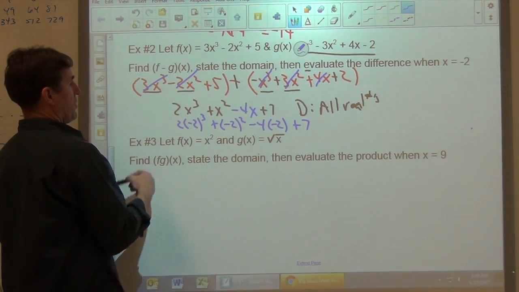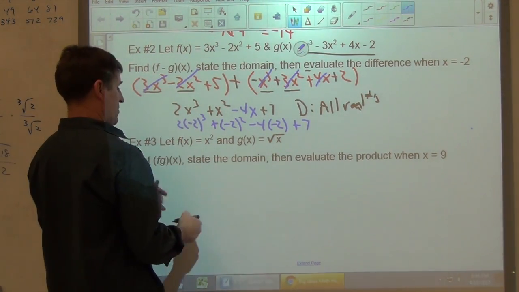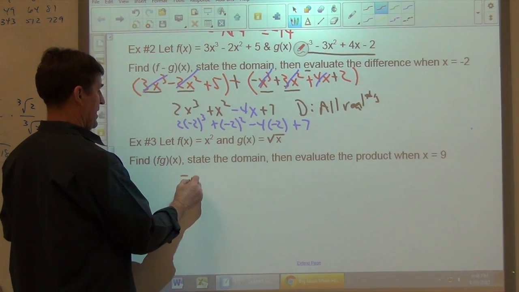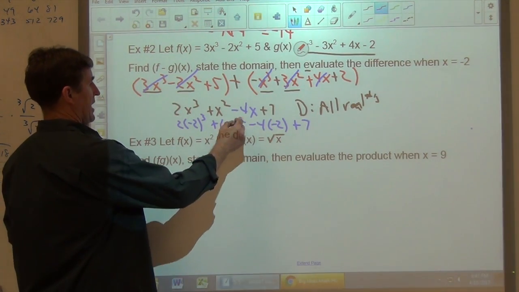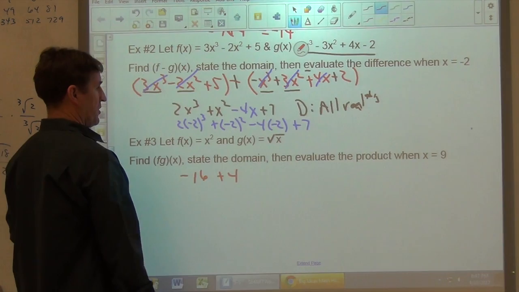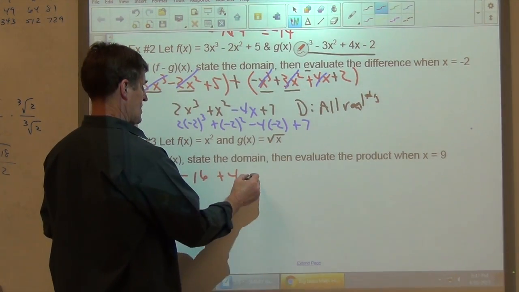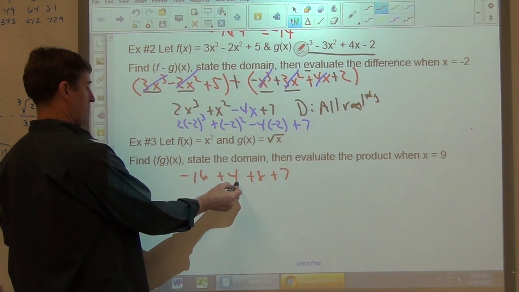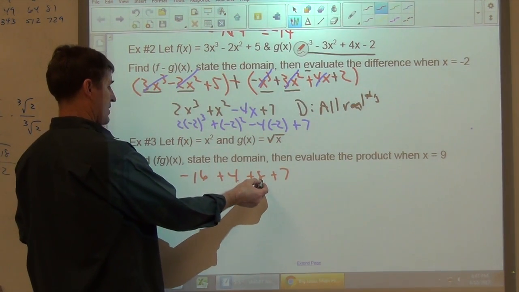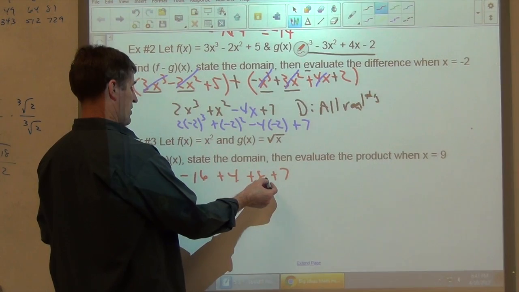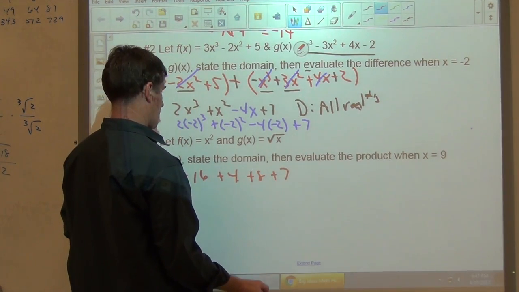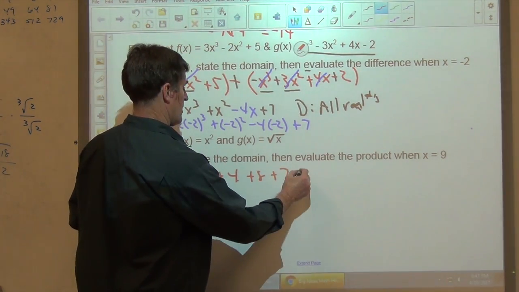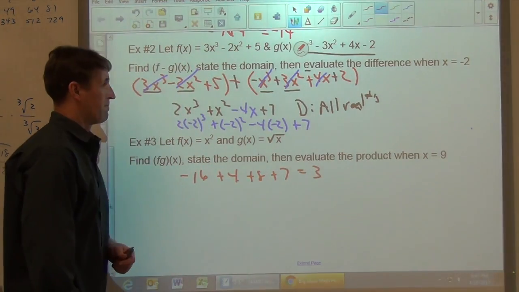So -2 cubed is -8 times 2. So that would be a -16. -2 squared would be a +4. -4 times -2 is a +8 plus 7. So we get -16 plus 4 is a -12. Plus 8 is a -4. Plus 7 is 3. So our answer is 3.